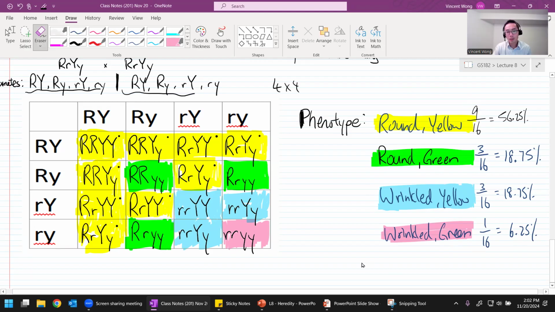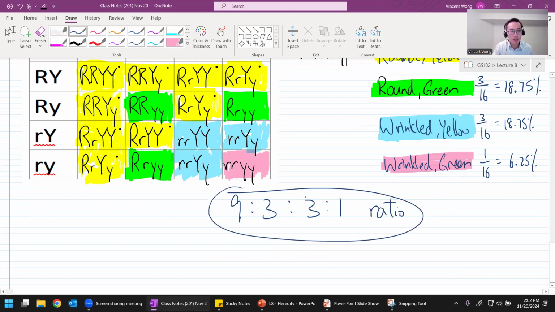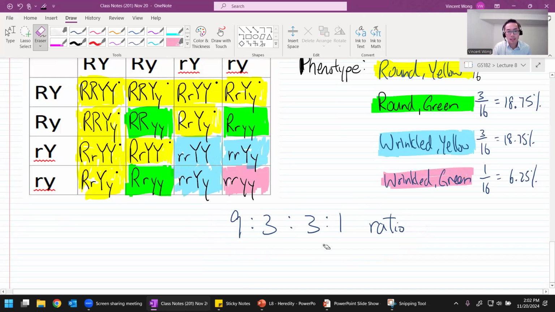Okay, so this actually creates what's called the 9-3-3-1 ratio. If you remember this ratio, it will save you a lot of time on some of the questions. Okay, what is the meaning of the ratio anyway? Well, the meaning of the ratio is if you start with both parents heterozygous.